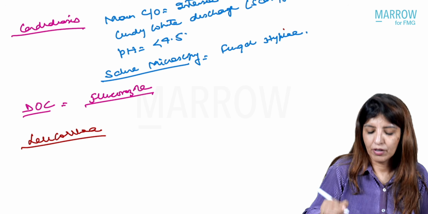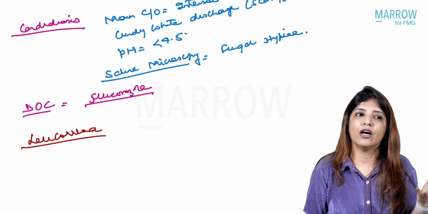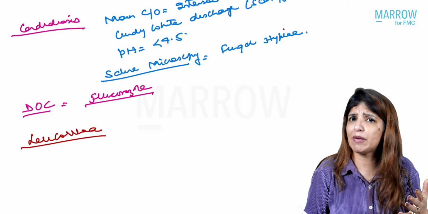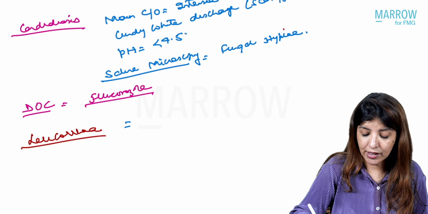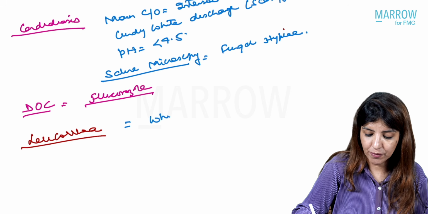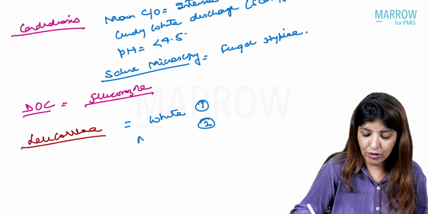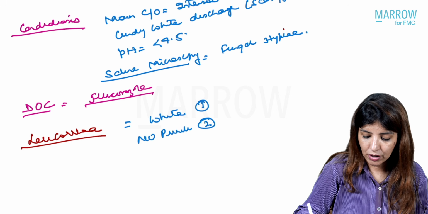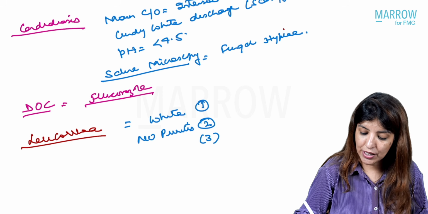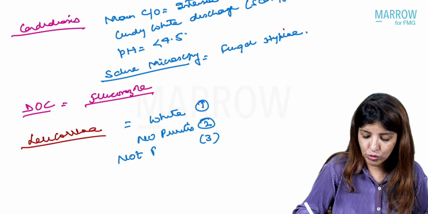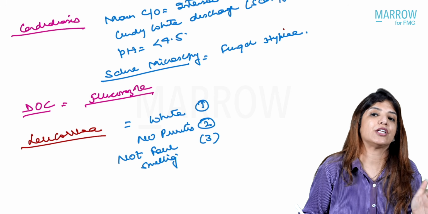Leukorrhea. Right? This is the normal white discharge which a female has throughout her menstrual cycle. Some females have more, some females have less. Now, in leukorrhea, again, the color of the discharge will be white, number one. Number two, the important point is there will be no pruritus. Patient will never have itching because of that discharge. Number three, it is not foul smelling, and that is how you can differentiate it from bacterial vaginosis.